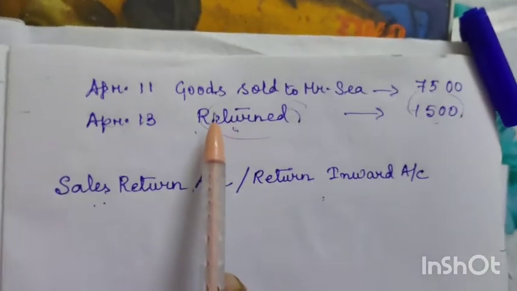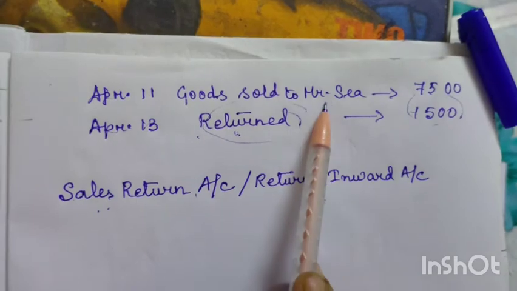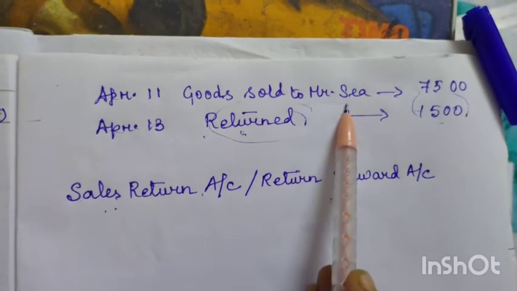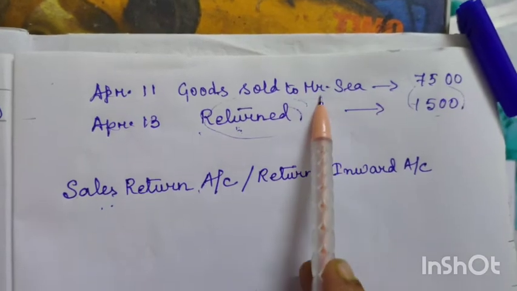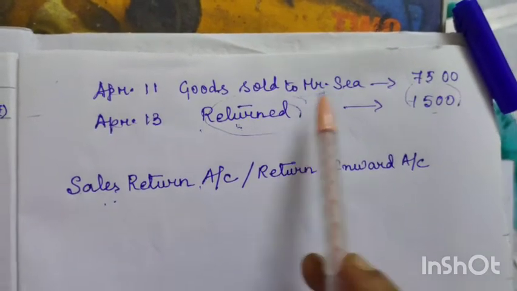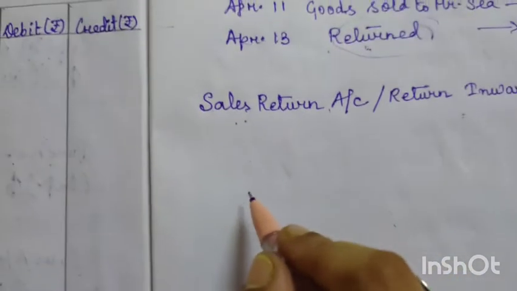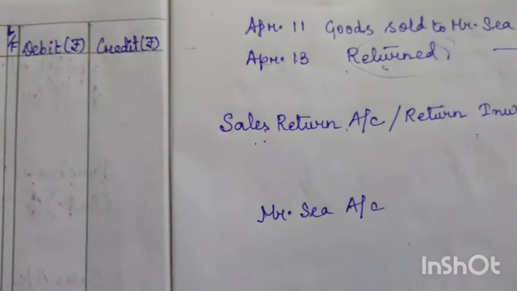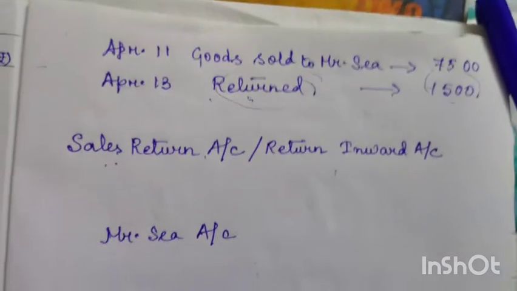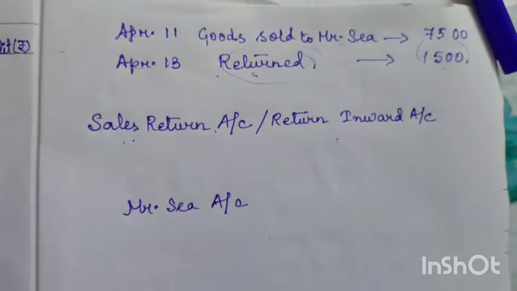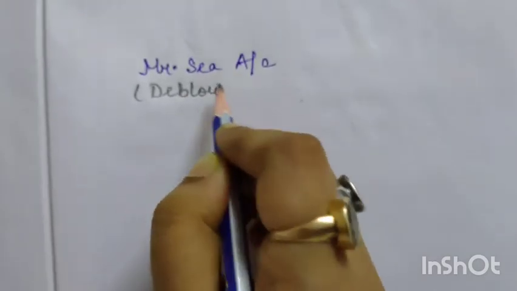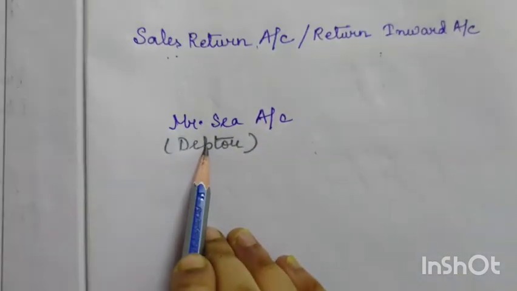Now as I've told you that we have sold goods to Mr. C and it was a credit transaction, that means the person to whom we have sold the goods, that particular person's account needed to be opened. That is Mr. C account. Now who was Mr. C for us? Mr. C was the debtor, because Mr. C is the person from whom we will receive the money.